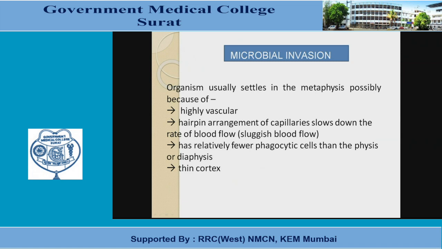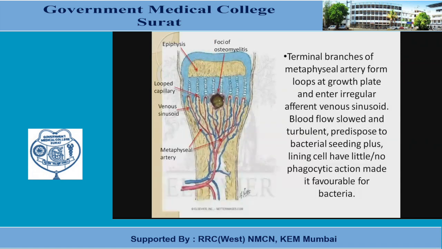The terminal branches of the metaphyseal artery form loops at the growth plate. They enter the irregular afferent venous sinusoids. So blood flow is slowed and turbulent, which predisposes to bacterial seeding, plus the lining cells have little or no phagocytic action, making it favorable for bacteria. So the first infective focus is trapped at the metaphyseal location. You can see in the image the foci of osteomyelitis.